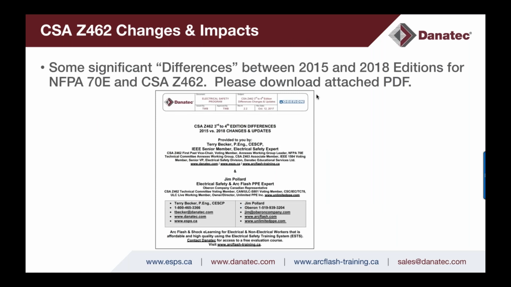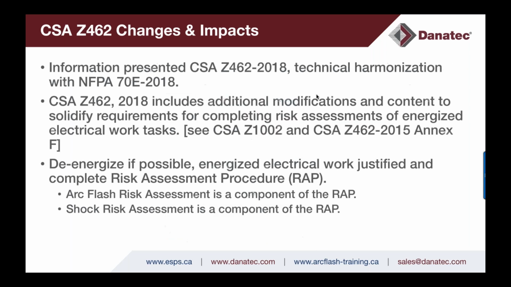Now, the differences document is in the GoToMeeting control panel under handouts, and you can download it. This is a more detailed review of all of the changes, specific to Z462. But 95% of the articles and clauses are technically harmonized, so when this document discusses something, it applies to either 70E or Z462. I will be bringing this out for 70E sometime in the next several months. I appreciate Jim Pollard with Unlimited PPE for assisting me with reviewing and compiling this information. So please download the document.